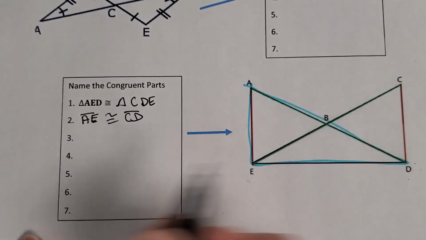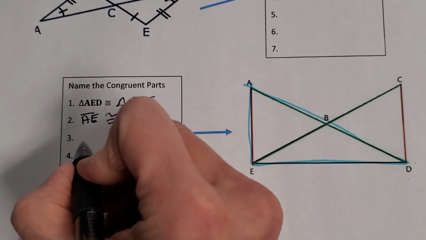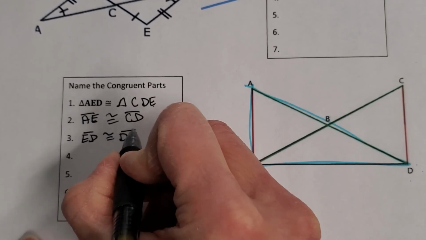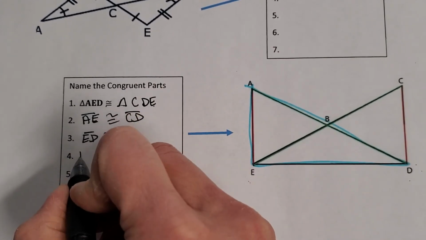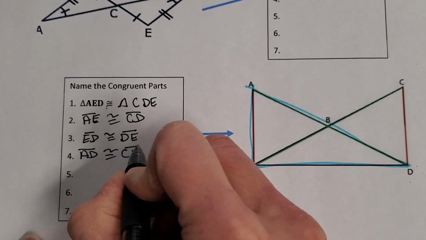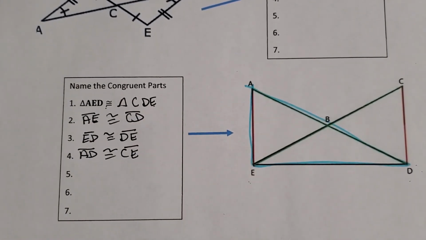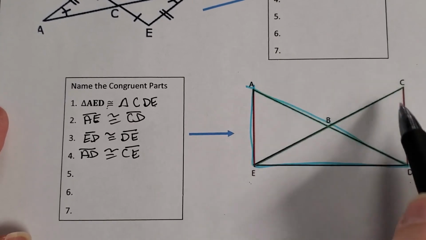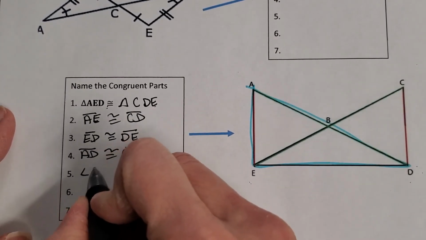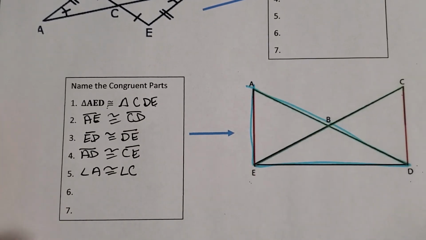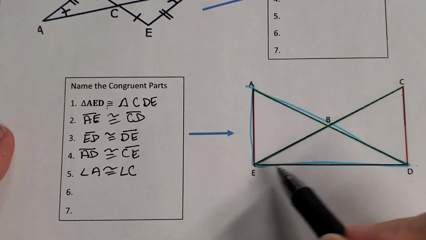Sometimes I don't even look at the picture, I just look at this congruent statement. And then I just like ED is congruent to DE. And finally AD, so I use the first and the last one, is congruent to CE. So I didn't even look at the picture for that. You can do the same thing with the angles, except sometimes you need like the 3 letters, right? So A and C, I can just say angle A is congruent to angle C because there aren't any other angles that could be. But on this one, I'm going to need a little more help.